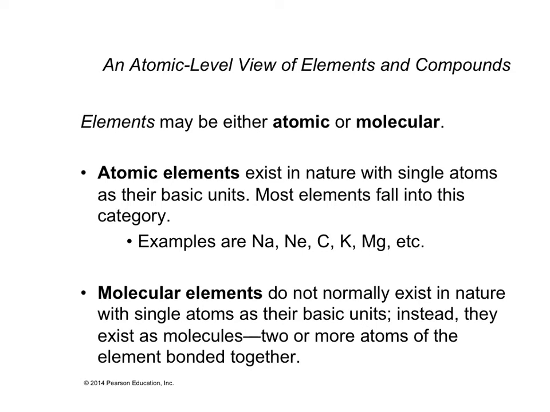Okay, so it's important to note that we've been just kind of listing these atoms and elements based on just kind of an idea that they're all like single atom structures, right? So most elements do exist in nature as just single atom structures. So these are what are called atomic elements. So what do I mean by that? So I mean like things like carbon, things like sodium, neon.